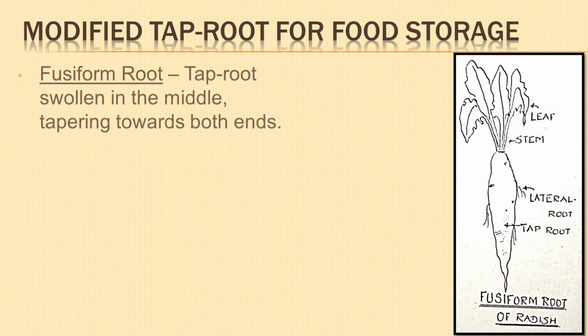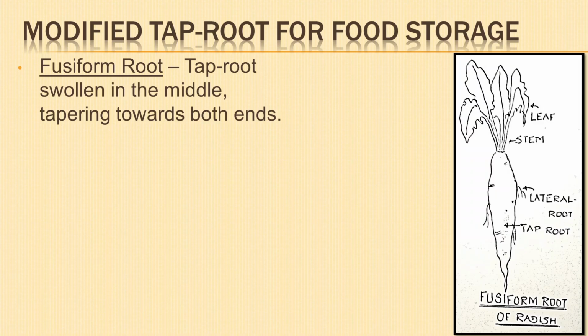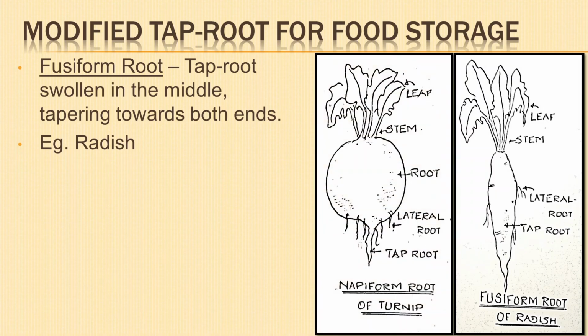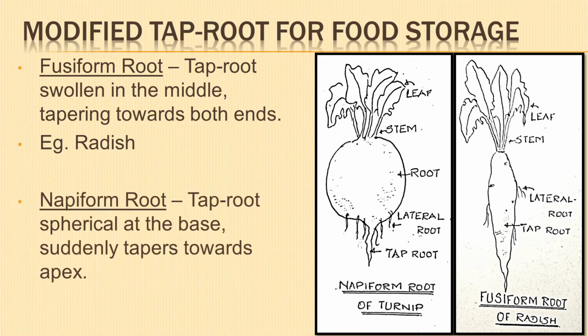Fusiform root is the modification of taproot for food storage. It is swollen or thickest in the middle and tapering or narrowing towards both ends, forming a spindle-shaped structure like radish. Napiform root is also a modification of taproot for food storage. It is spherical at the base and suddenly tapers towards the apex as seen in turnip.